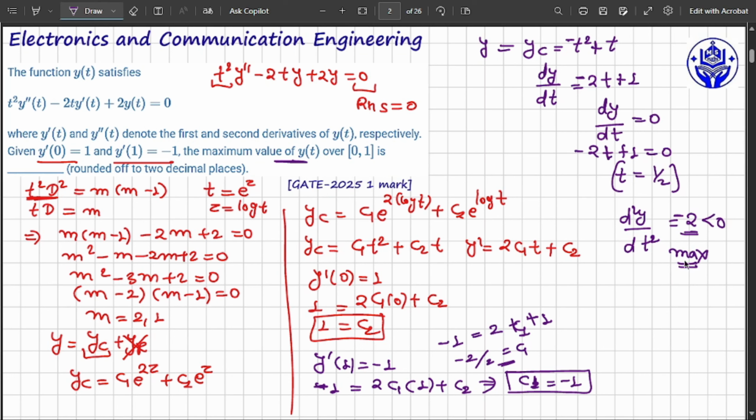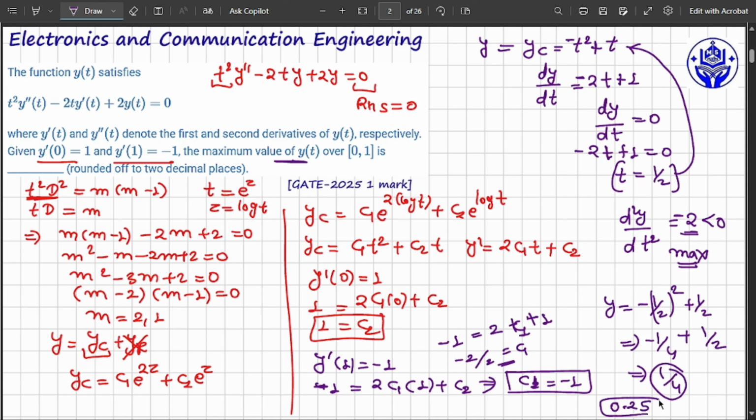Now, what is the maximum value for this? Then this critical point will be put in this solution, and that is basically minus 1 by 2 whole square plus 1 by 2, and that is minus 1 by 4. Okay, plus 1 by 2, and that is nothing but 1 by 4. So 0.25 will be the correct answer for this question.